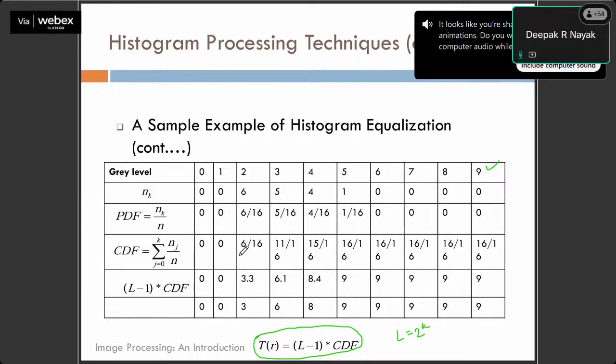What is CDF? The cumulative value. Just multiply the cumulative value with the highest value, that is 9, and you'll get these values. So these are the replacements. That means 2 will be replaced by 3, 3 will be replaced by 6, 4 will be replaced by 8, and 5 will be 9. That is how we have distributed 2 to 3, 3 to 6, 4 to 8, and 5 to 9. So this is how, if you take a grayscale image and apply the same steps, you can easily get to know about the changes you have made to this image.